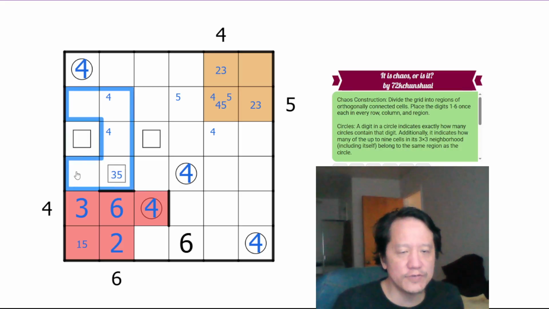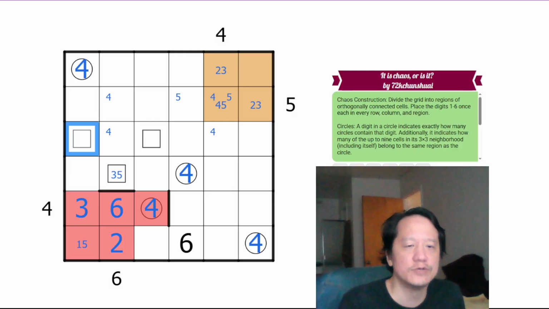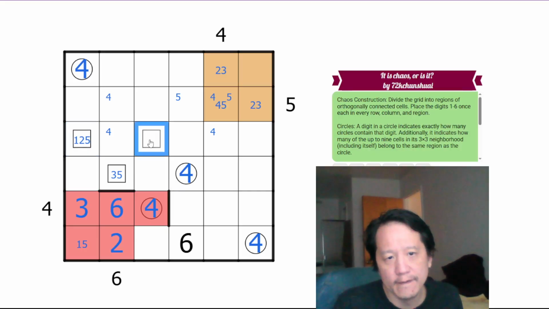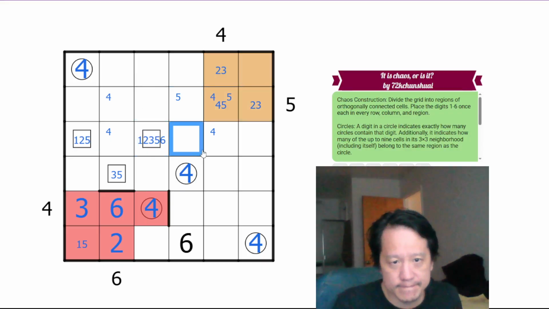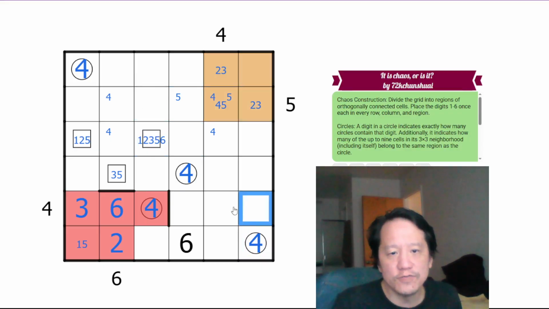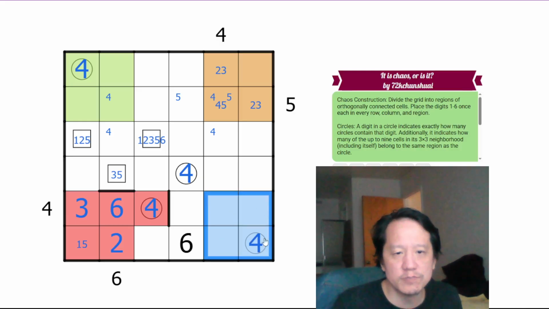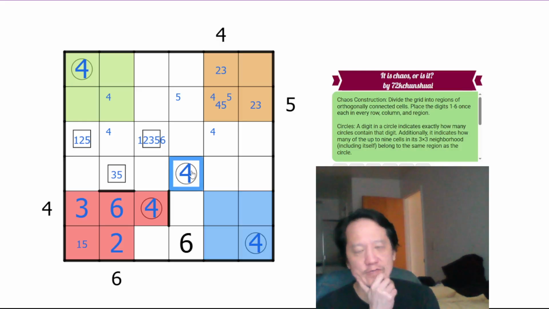This has up to 5 cells that are not part of its region. So 1, 2, and 5 is here. This could be up to 6, but it doesn't have 4 available. So 1, 2, 3, 5, 6. So all 4 of these cells are part of its region, so that's green. All 4 of these cells are part of its region, so that's blue. This only has 4 cells that are part of its region.